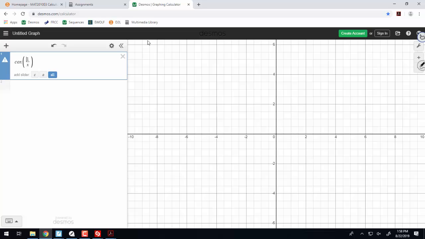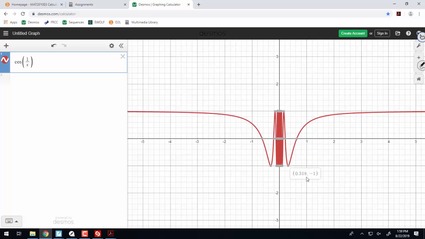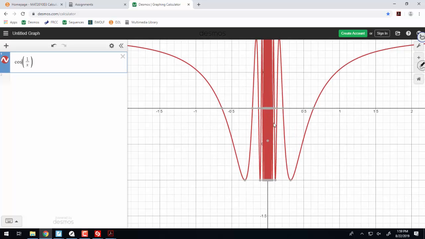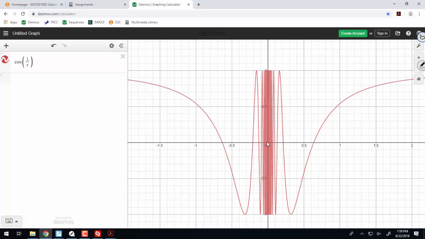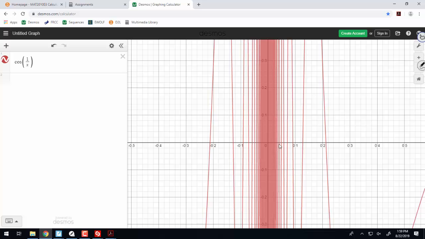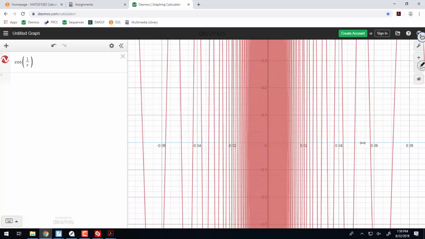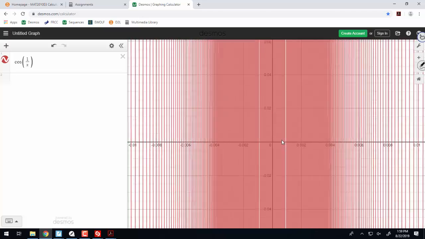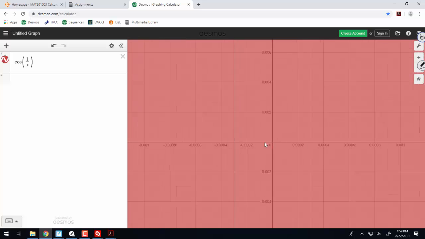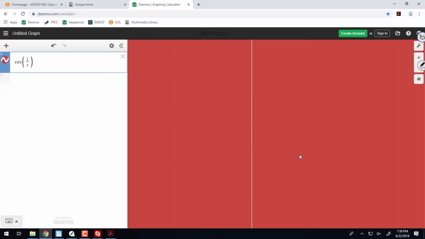Oops. This is cosine. So it looks already funky, but we're approaching 0 from either direction. This has only certain capabilities. But let's get relatively close to 0 out here. Okay, so close to 0 out here.